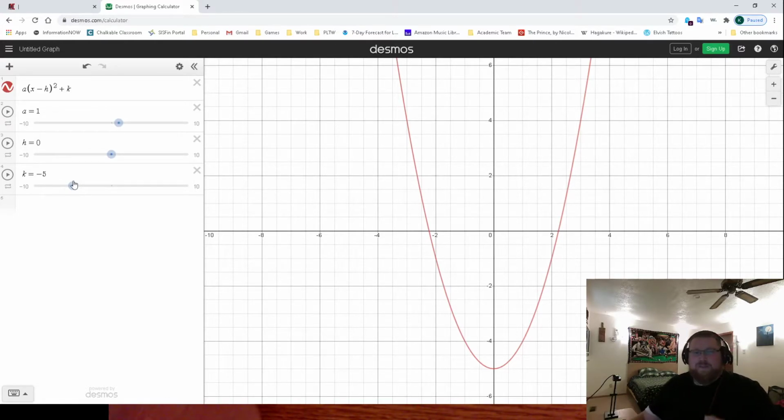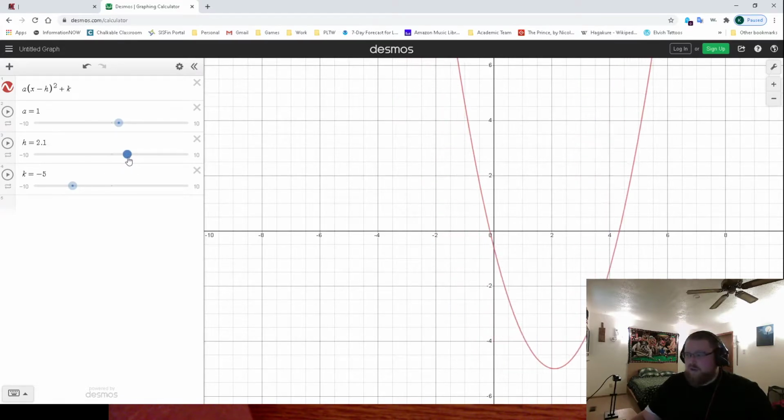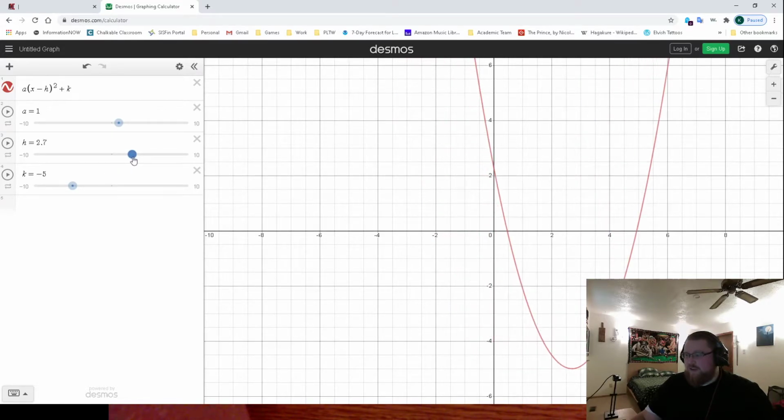Okay? For example, if I want this graph to go through (0, 3), what I can do is I can adjust some of these pieces until I get them to go through (0, 3).